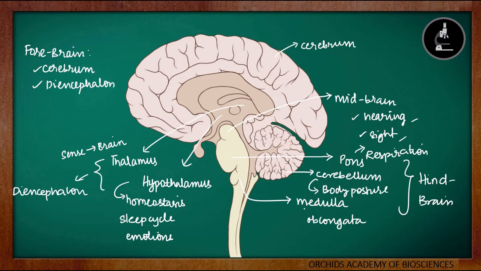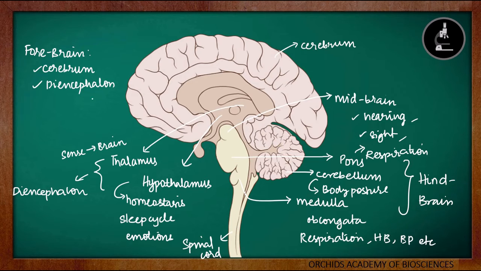whereas the medulla oblongata is a connecting link between the brain and the spinal cord, because followed by the medulla oblongata, it is connected to the spinal cord. So it is a connection between the brain and the spinal cord. And medulla oblongata is also responsible for other functions like respiration, heartbeat and blood pressure. So this pons, which is responsible for some aspect of respiration, cerebellum, which maintains our body posture, and medulla oblongata, which is connecting the brain to the spinal cord, forms the hindbrain.